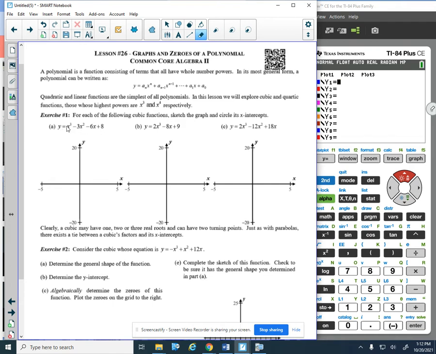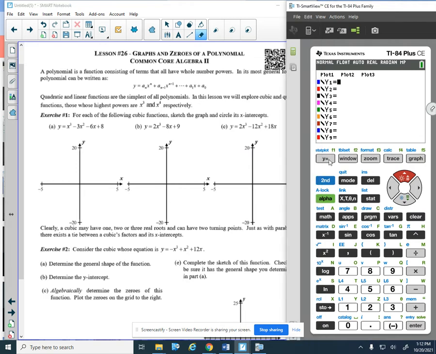Each of these is a cubic function because the biggest exponent is 3. This one has all 4 terms. This one's missing the squared term. This one's missing the constant. That doesn't really have that big of an impact on the number of roots, which is what we're looking at here. But we're just going to graph the first one. So we have minus 3x squared minus 6x plus 8.